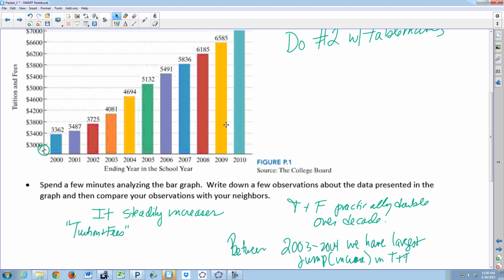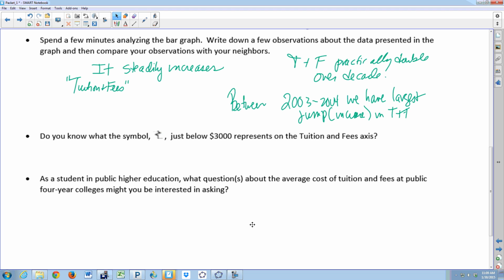So that leads to the question, why didn't they put one here? You can put one on either axis. It doesn't matter. Why didn't they do it here? You'll see in a minute why, at least why I think they didn't do it. Okay. And then what questions are you interested in as a student that maybe you could get answered?